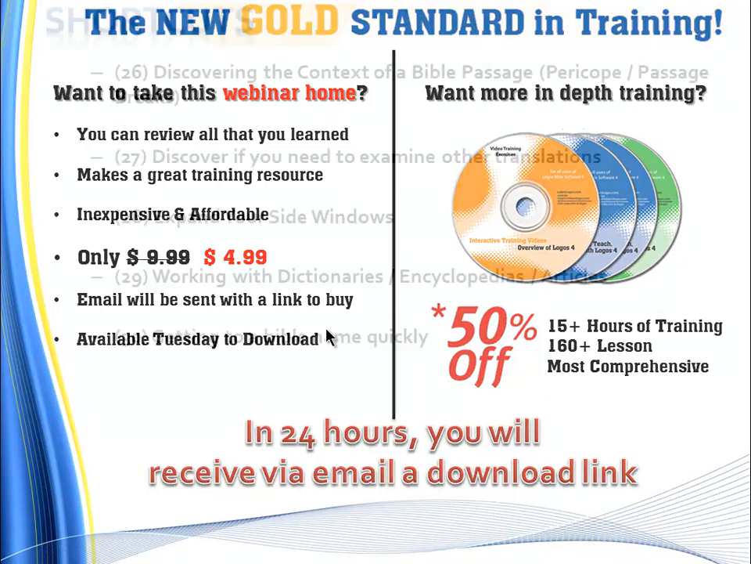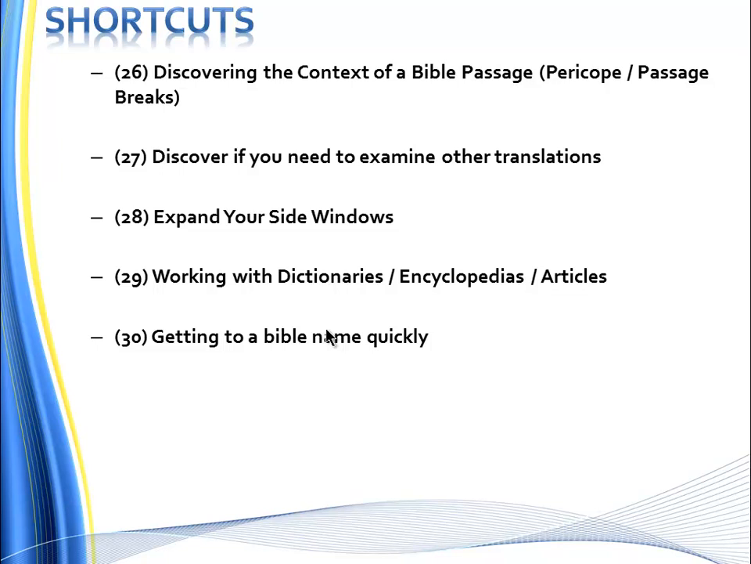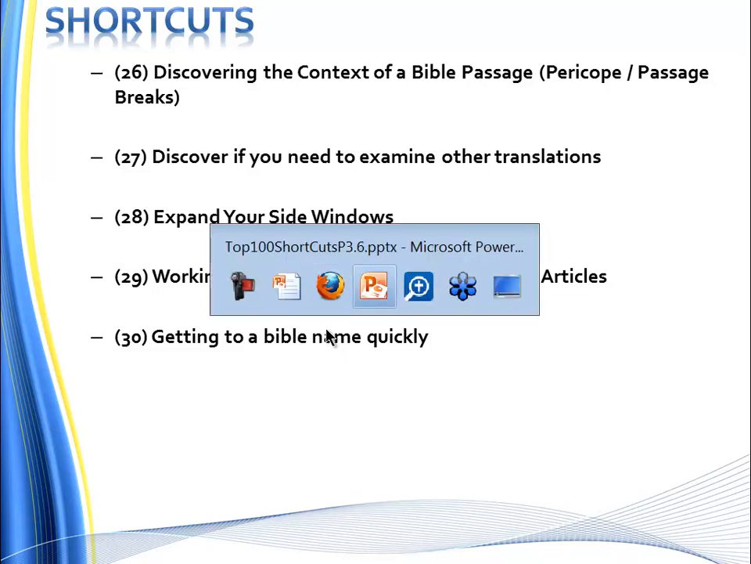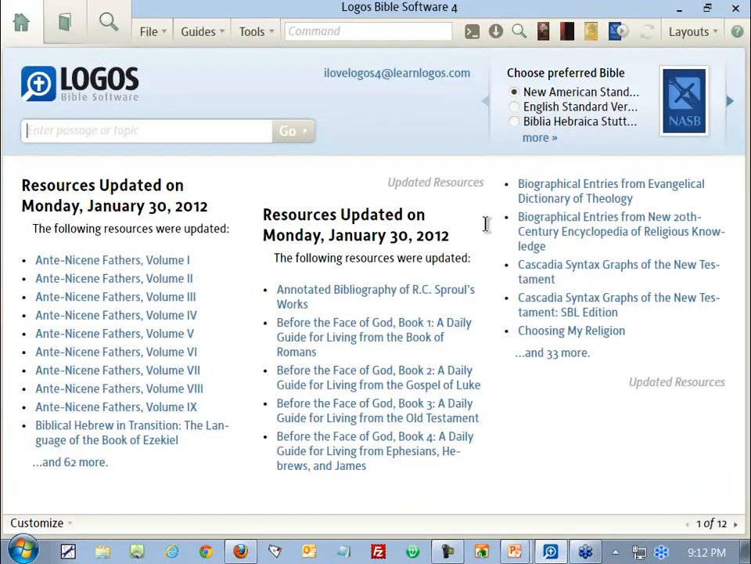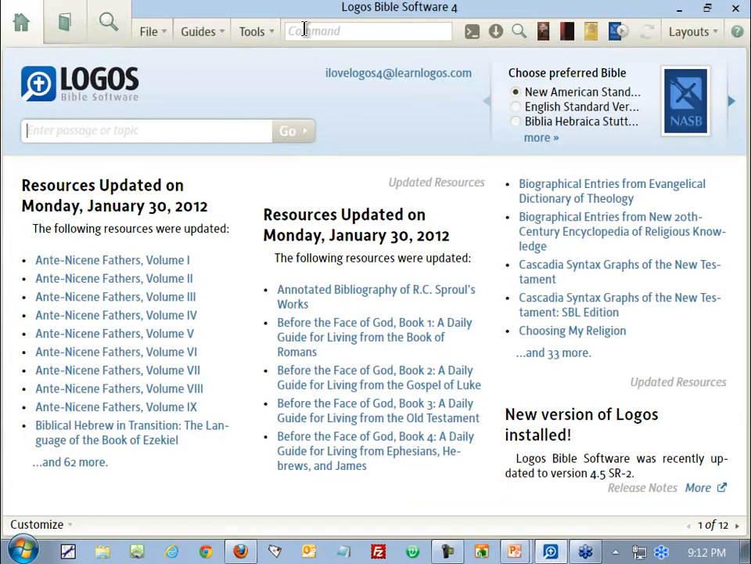Okay, so let's begin with our first 5 shortcuts. The first one is discovering the context of a Bible passage. Now, this one is really important because it's an important step in the Bible study process. So let me bring up Logos here, and let's go ahead and open up a Bible.